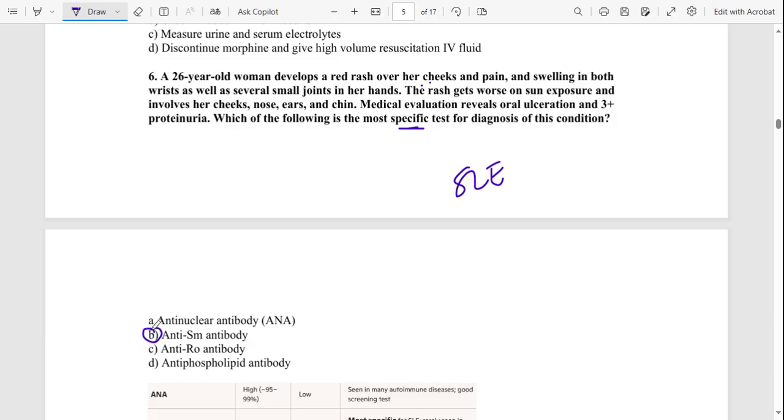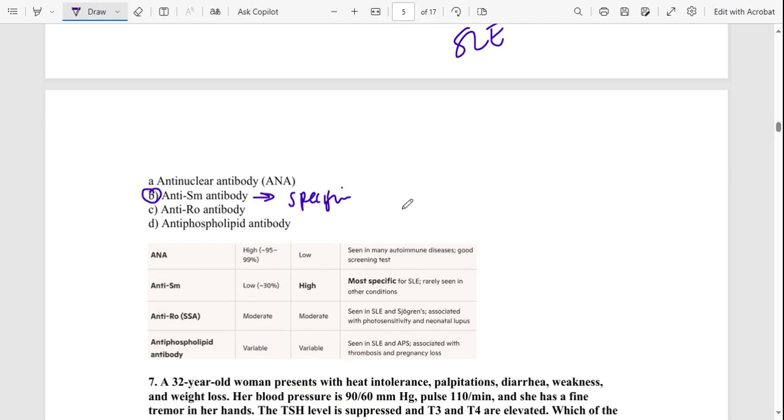Okay, yeah, the anti-Smith, thank you so much. So these guys are really the most specific, right? Antinuclear antibodies are also very good, but those are very sensitive, not really specific. In other words, nearly everyone that has lupus will be positive for antinuclear antibodies. So they are best used for screening rather than for diagnosis because they can also be positive in other conditions.